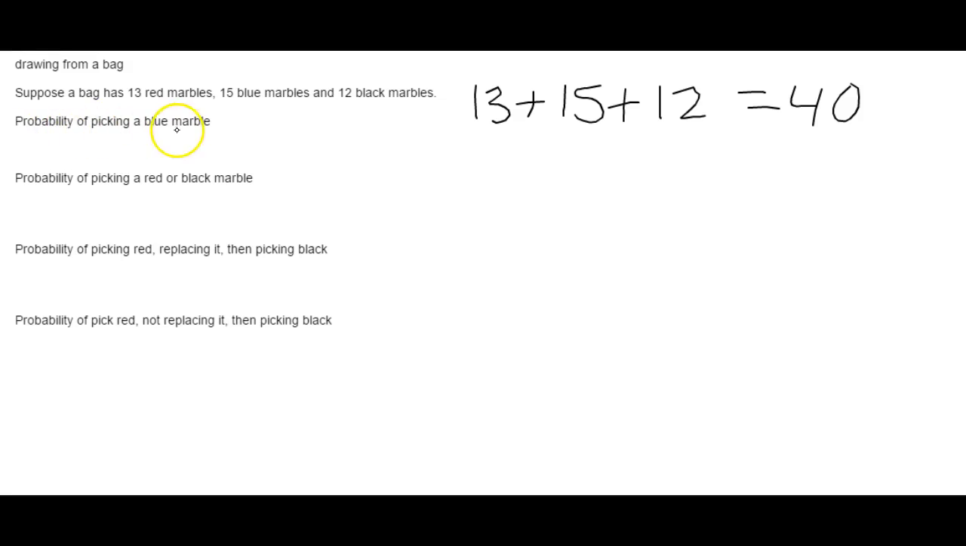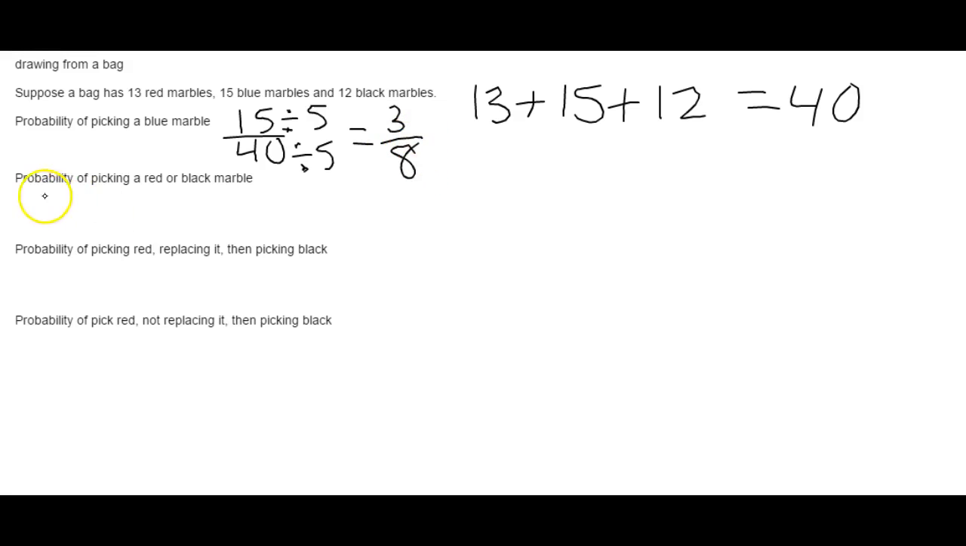So probability of picking a blue. We have 15 blue marbles out of the 40 total, and we do need to reduce this fraction. Both of these can divide by 5. So 15 divided by 5 is 3, 40 divided by 5 is 8.